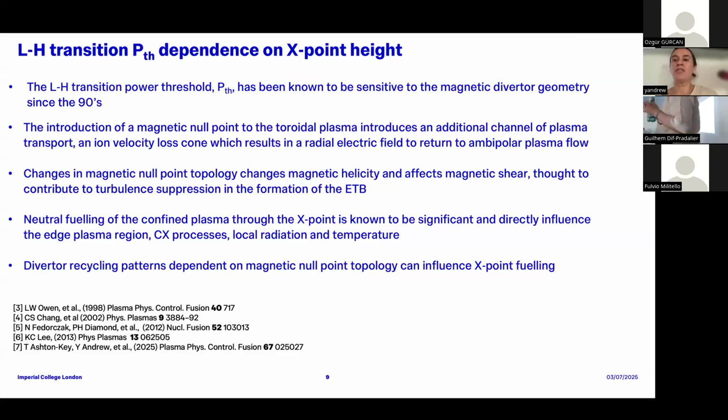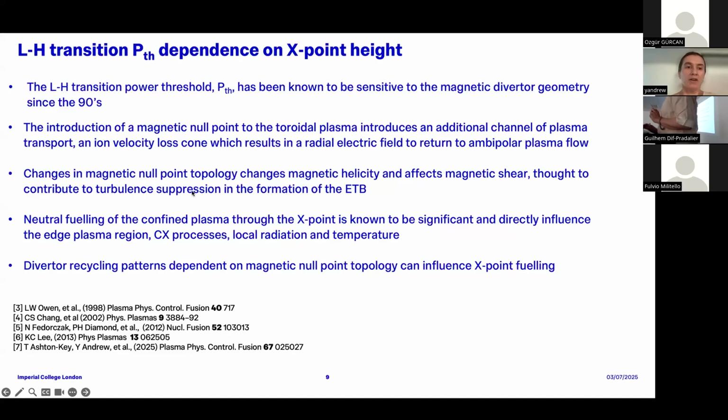Some other thoughts on that. We saw in the first talk the beautiful flux expansion that happens in the vicinity of the magnetic null. We understand that magnetic helicity and magnetic shear, we think, are contributing factors to the formation of the ETB. This is a really important area that we're very interested in. There's been lots of work on that. We're very limited in studying it by the diagnostics available, but I've put some references here in case you'd like to have a look.